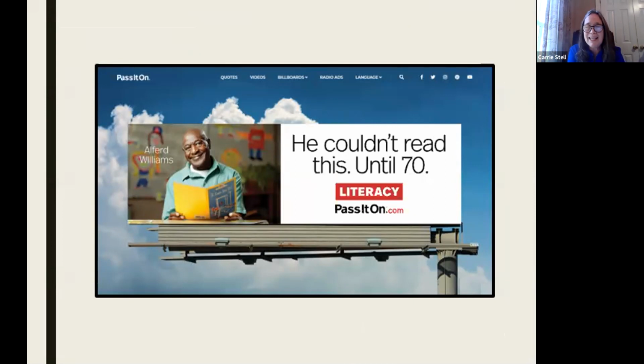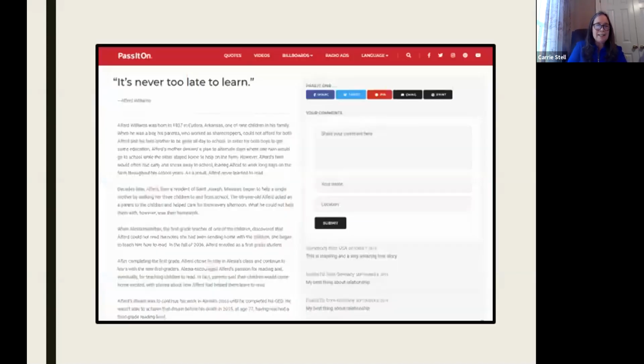This billboard highlights, you may have seen some along a highway, this one highlights Alfred Williams. He couldn't read until 70. Literacy, pass it on. So what I would love to do right now is, well, first off, I'll tell you, I do mention in the handout that there's a backstory to Alfred Williams.